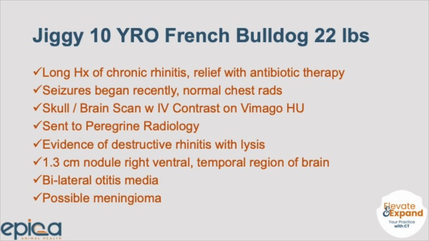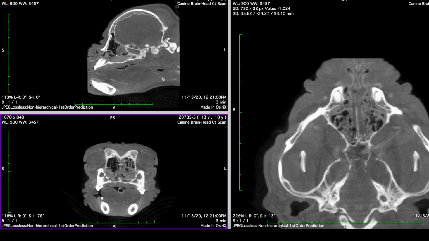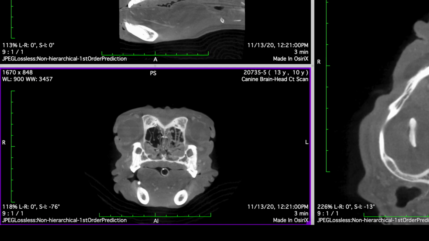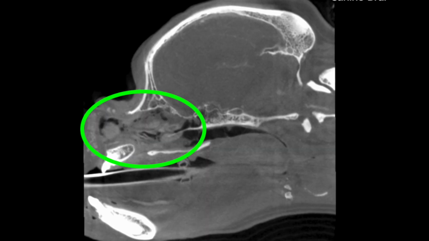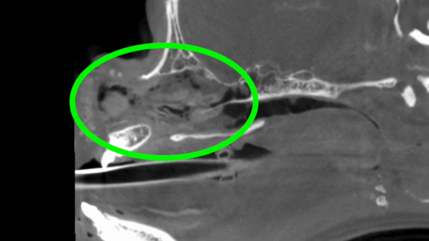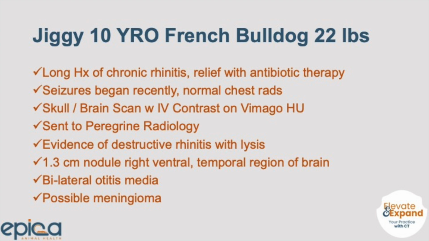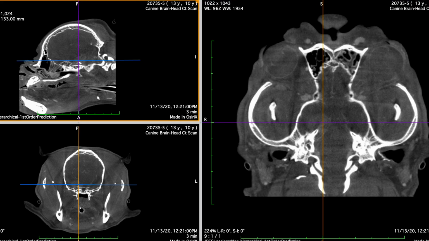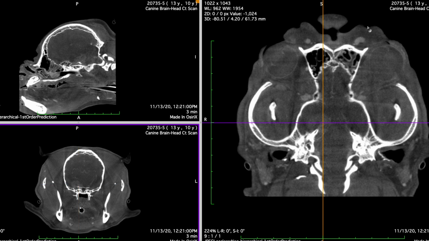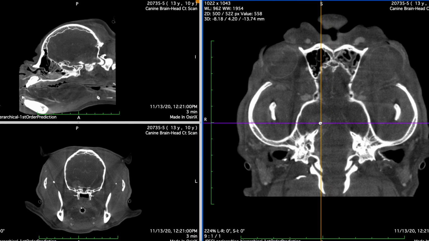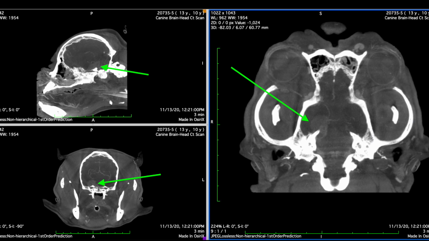They found in the images evidence of destructive rhinitis. There's definitely some degradation of the bone structures in the nasal cavities. There's also a nodule that's in the right ventral temporal region of the brain that can be seen clearly in the images. It is very prominent in the coronal and axial views.